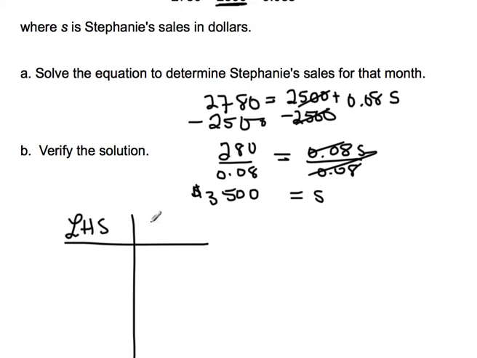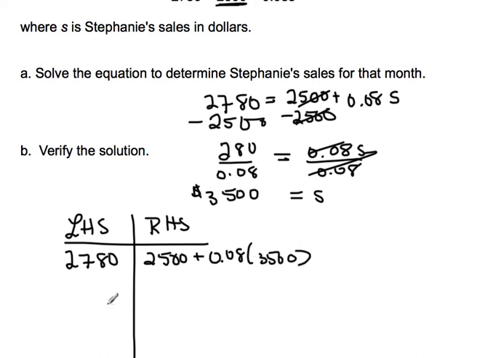Left-hand side, right-hand side. Left-hand side is 2,780. Right-hand side would be 2,500 and I'm already going to just go 0.08 times 3,500. So 2,500 and 0.08 times 3,500 is 280, and we got the answer, 2,780. Left-hand side equals right-hand side.